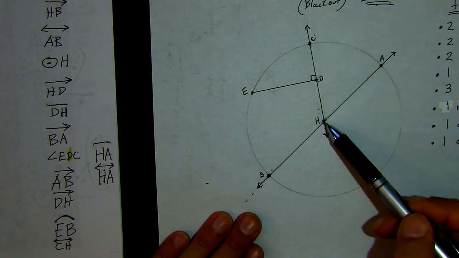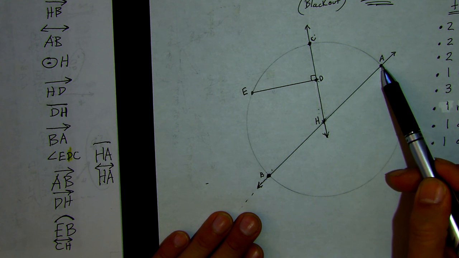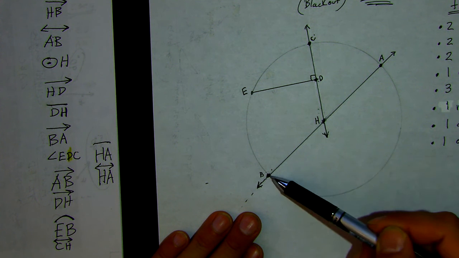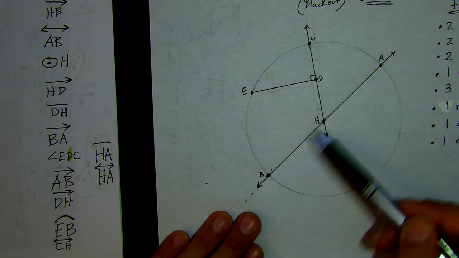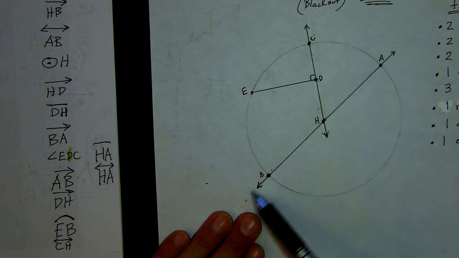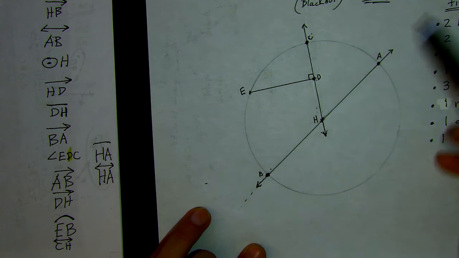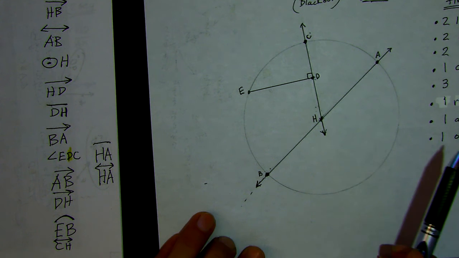So line AH, I can also call, right? I can also call line HA. I can also call it line BH. I can also call it line HB, BA, AB. All of these combinations of points are all on this line. So as long as I give 2 points, I'm going to have a definition and identify this line.